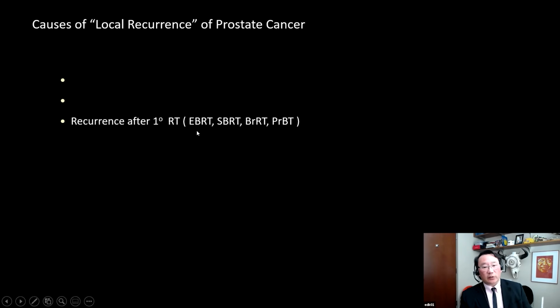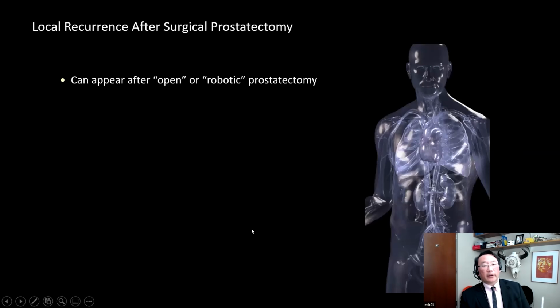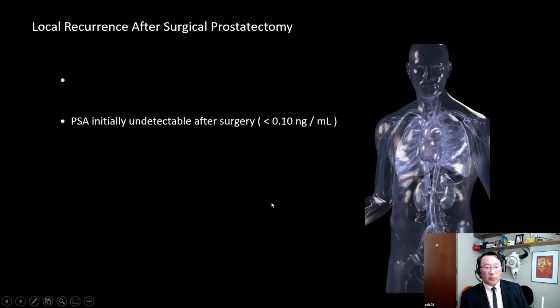Another cause of local recurrence is recurrence of prostate cancer within a prostate after it has been irradiated. And this includes external beam radiation therapy, stereotactic, brachytherapy, or proton beam therapy. Another cause for recurrent prostate cancer is after having both surgery and salvage radiation therapy. So let's talk about after surgery first. Prostate cancer can appear after an open or robotic prostatectomy.